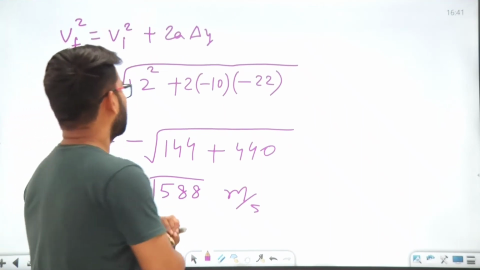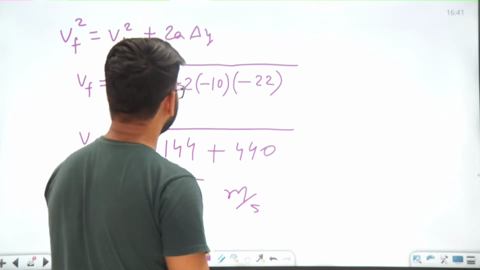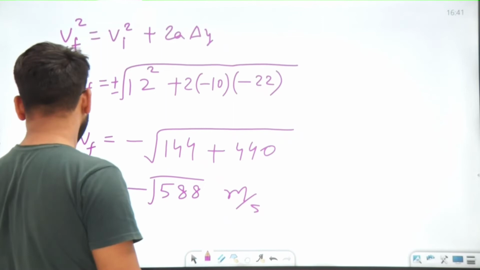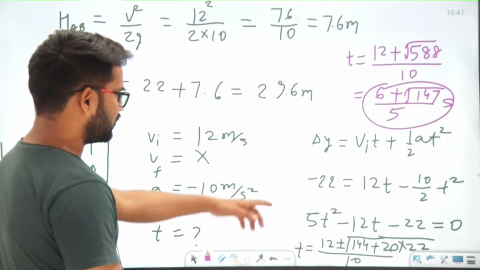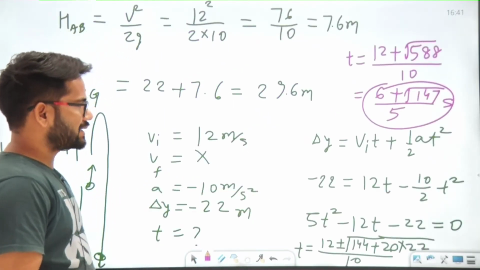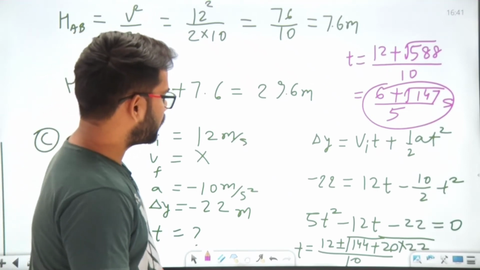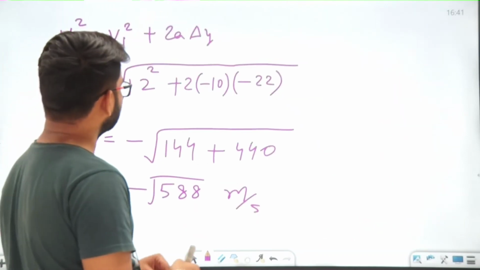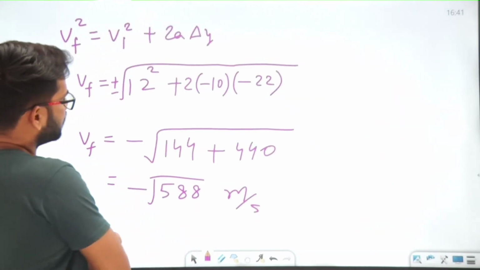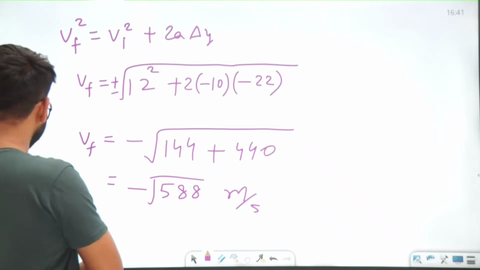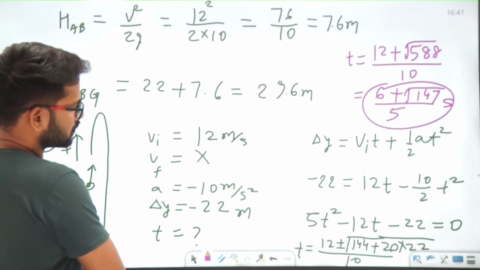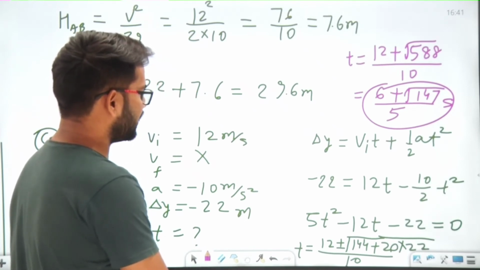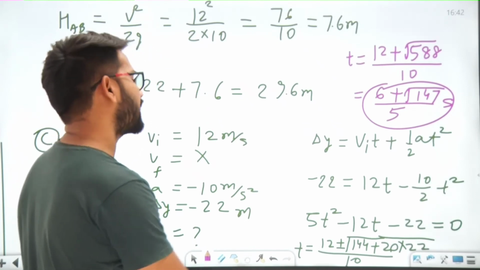Students, here we have 2a delta y. In the last one, if you write the formula for this, it's 4ac. Here we had 2a. Okay, that was different. 4ac. Okay, it was something else.